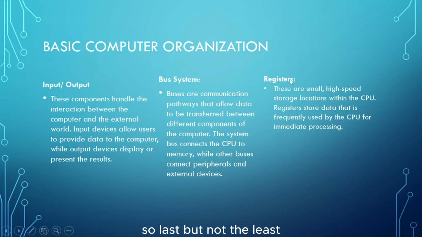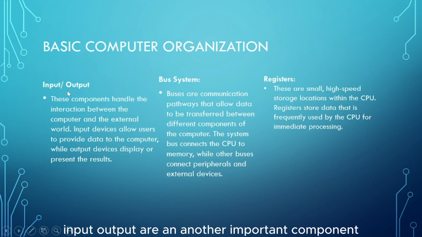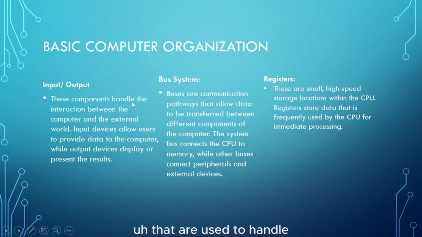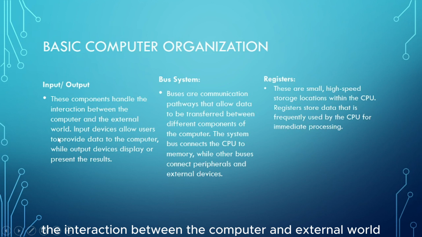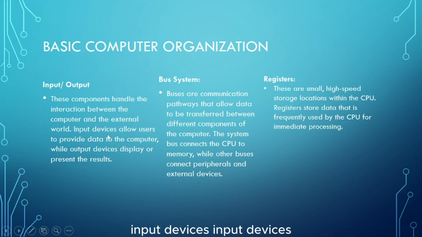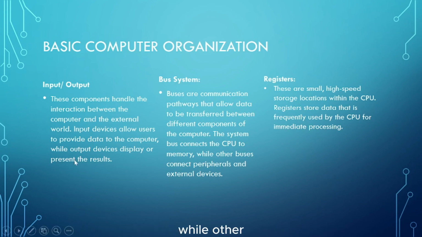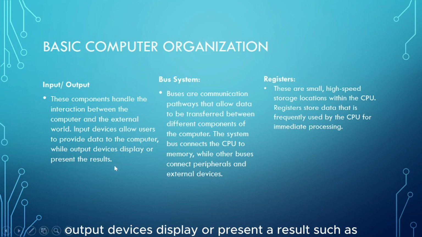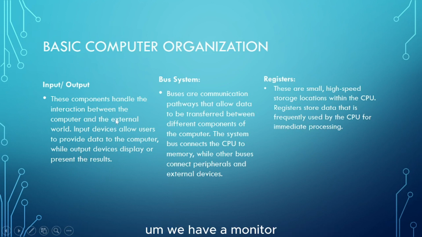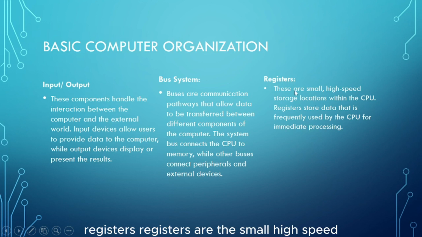So last but not the least, let's discuss input, output and registers. Input, output are another important component that are used to handle the interaction between the computer and the external world. Input devices. Input devices allow users to provide data to the computer. These can be keyboards that allow us to enter data into the computer, mouse, while output devices display or present the results, such as we have monitor, we have touch screen that display data. Registers. Registers are the small high-speed storage locations within the CPU that are used for immediate access of data.